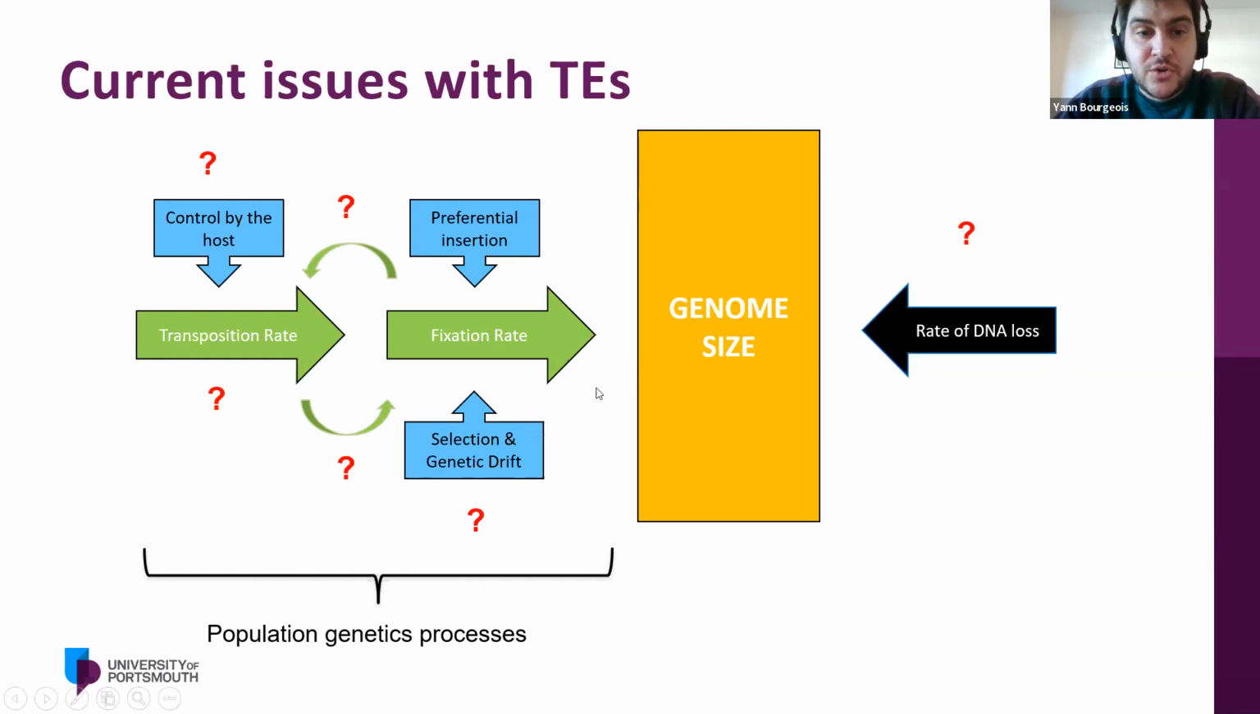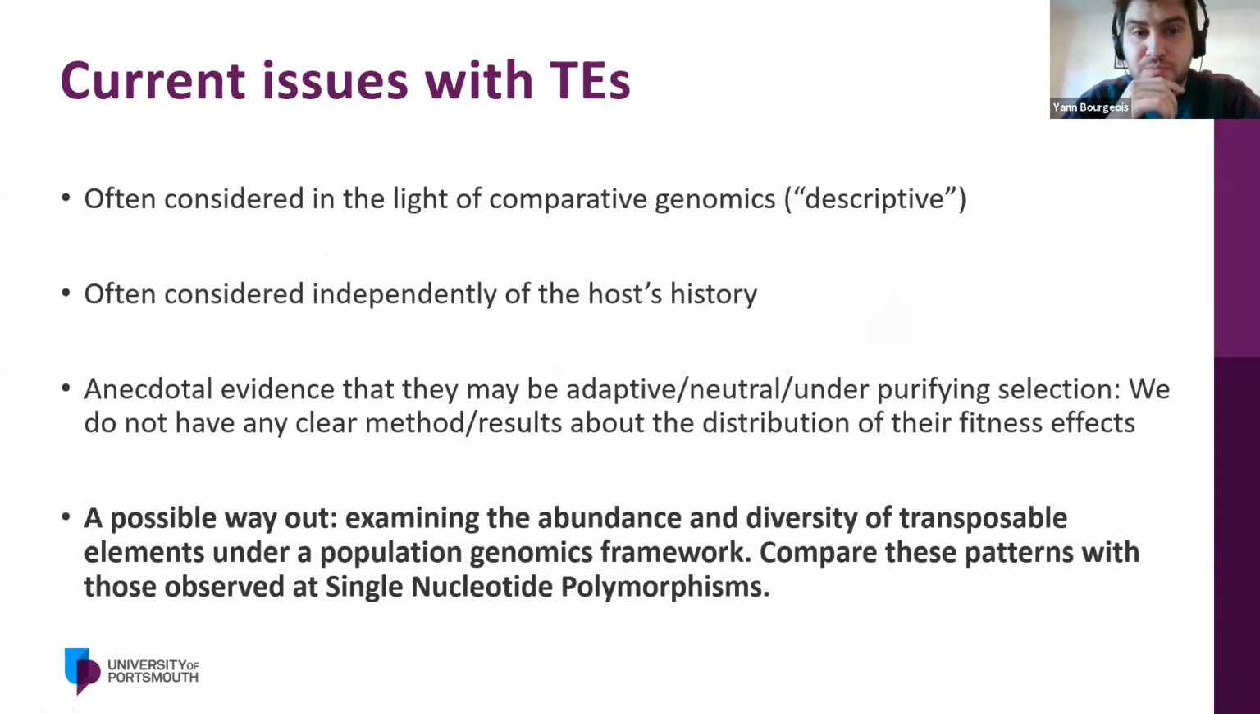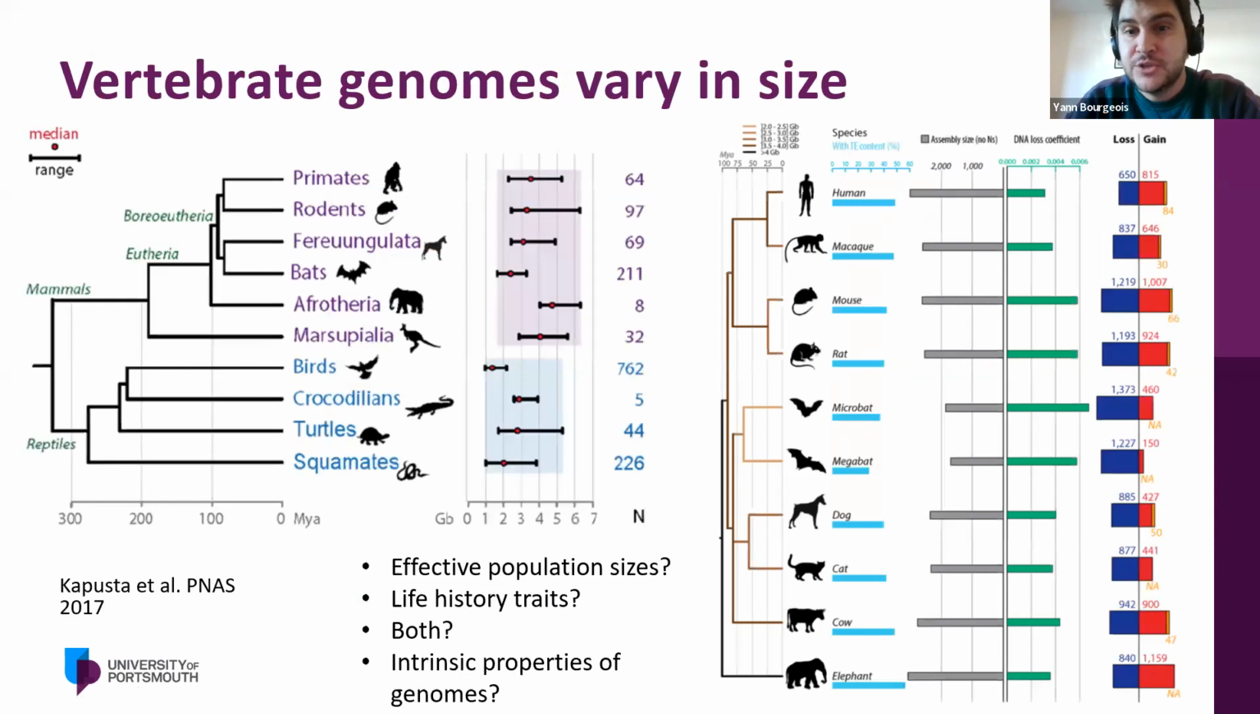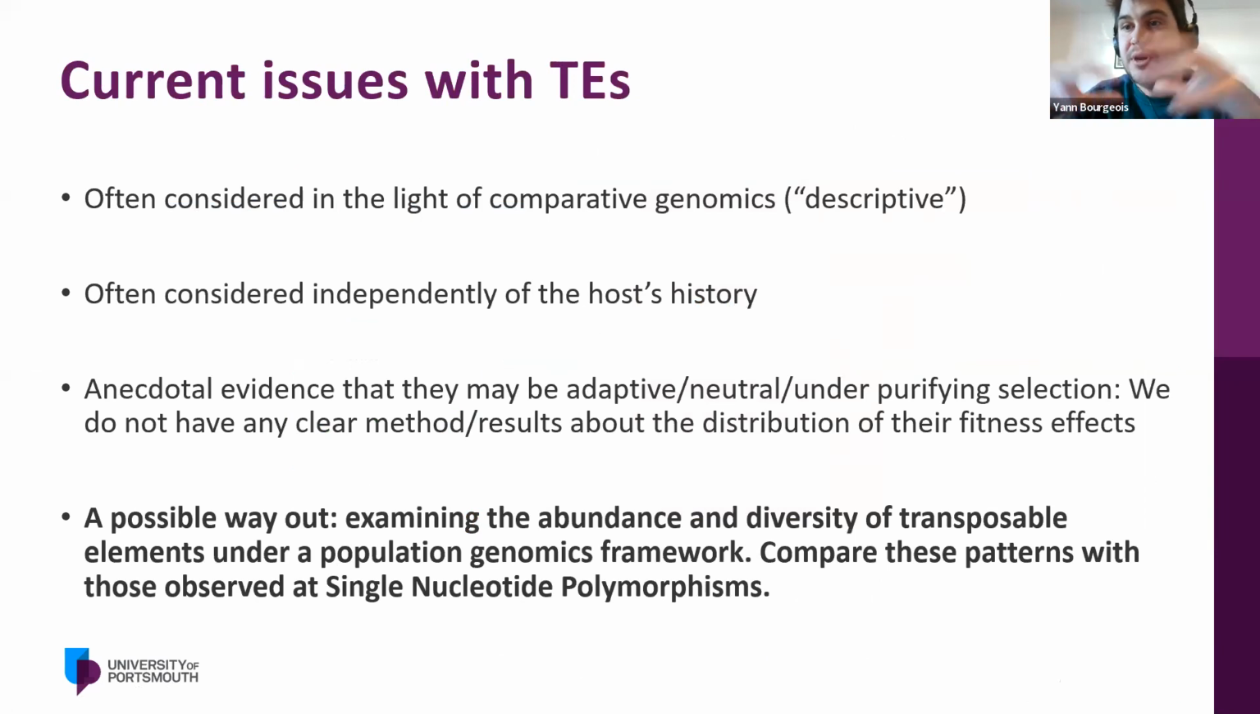So we can actually look at all these different processes, which are transposition rate and fixation rate, through the lens of population genetics. Why is it useful? In my opinion, we often consider these in the light of comparative genomics. So all these different graphics that I showed you before, you can see that we look at, for example, genome composition and genome length at relatively large, long time scales. So we are looking at comparative genomics. We compare genome contents of different species. The host history is not necessarily taken into account.